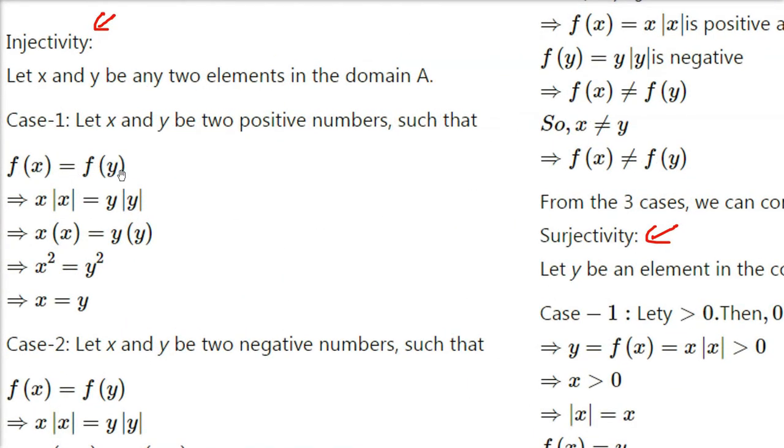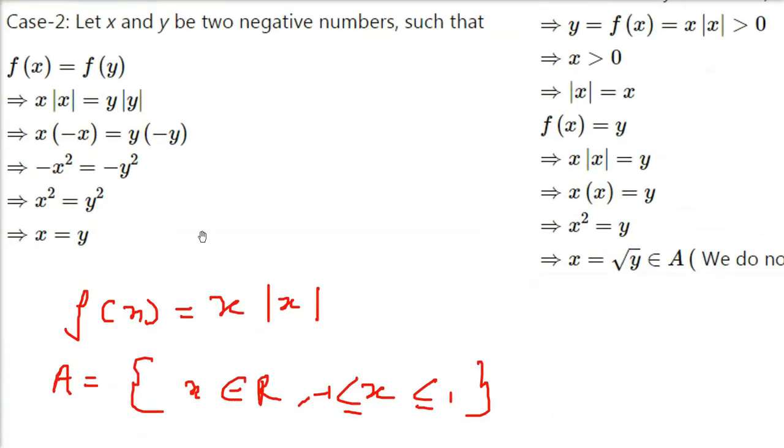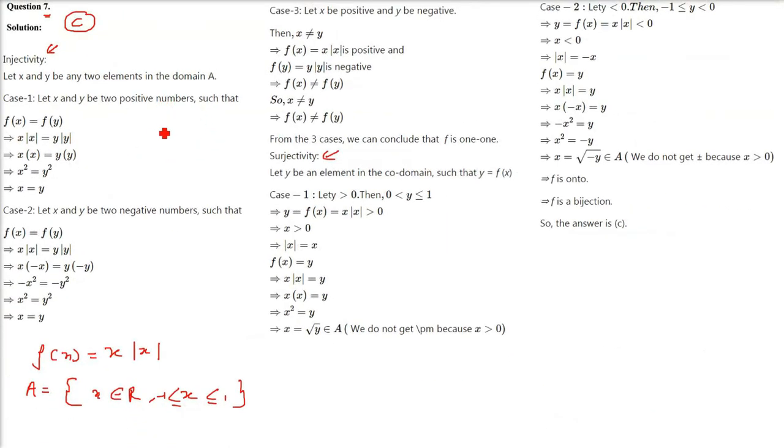So if we assume f(x) equal to f(y) and we get x equals y, that is, it will be injective, one to one. This already we have seen. So this is the criteria. So we take 2 elements x and y in domain A. So f(x) is what? x into mod x. And what will be f(y)? y into mod y. So we have certain cases.